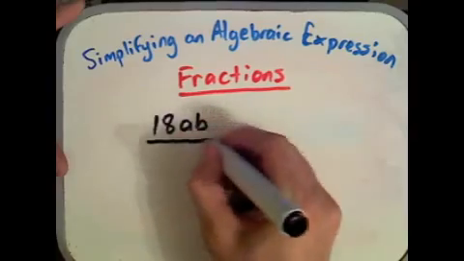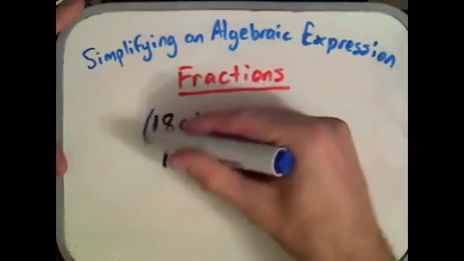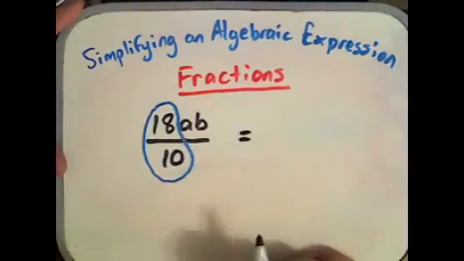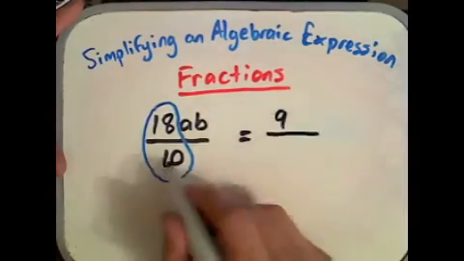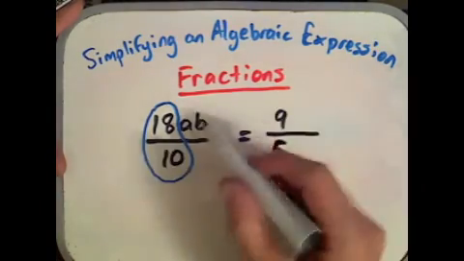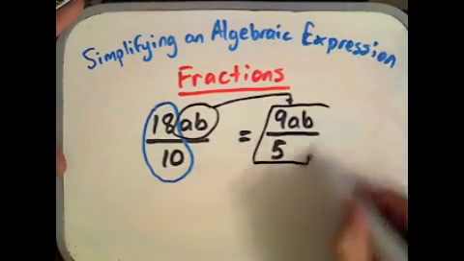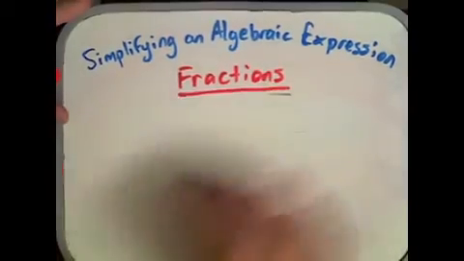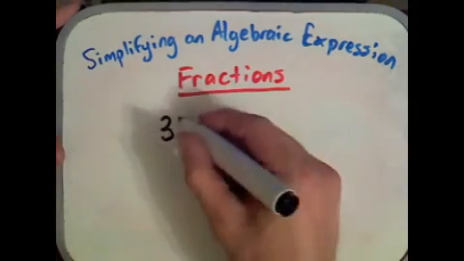Let's look at another example. 18ab divided by 10. So let's simplify 18 over 10. Well, we can halve each of those because they're both even. So that becomes 9 over 5. And then we keep the a and b on top as numerators. That's where they already are. So we keep them up there as a numerator, and that's our final answer there. We can't simplify that any further.